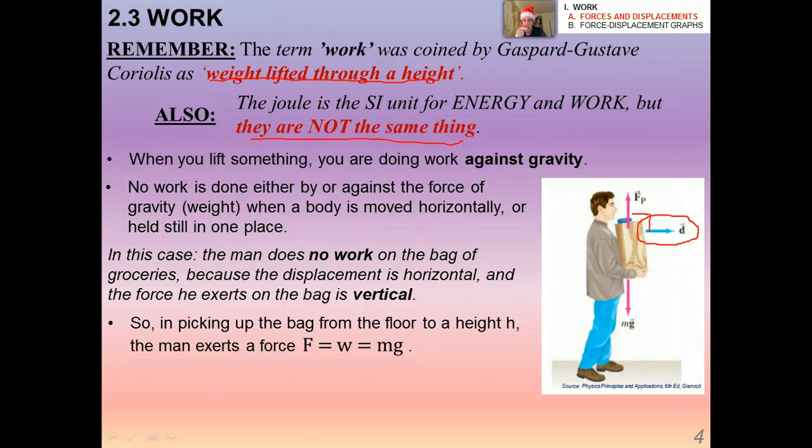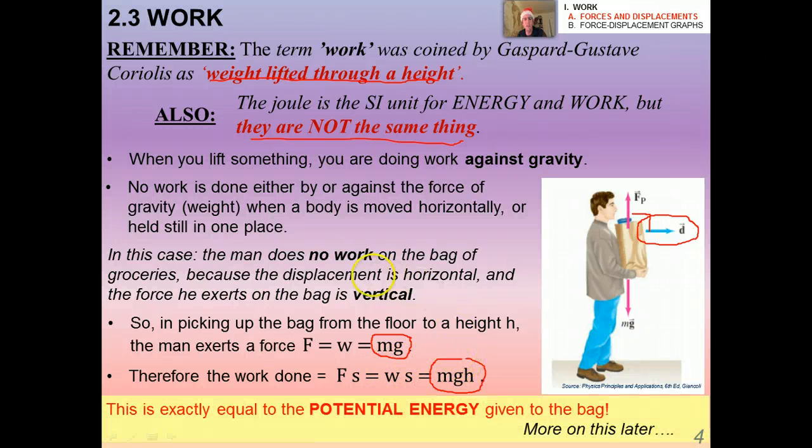So in picking up the bag from the floor to a height h, the man exerts a force equal to its weight. That's a simplifying assumption. When you're picking it up, you're actually accelerating it slightly upwards, so the force that you apply is greater than its weight, but a simplifying assumption that we always use is that the force with which you pull it up is equal to its weight whenever you're lifting something up. The total work done is the force times displacement, which is W times s, which is, of course, mgh in this case. It turns out this is exactly equal to the potential energy given to the bag. Gravitational potential energy. We'll talk more about that later.